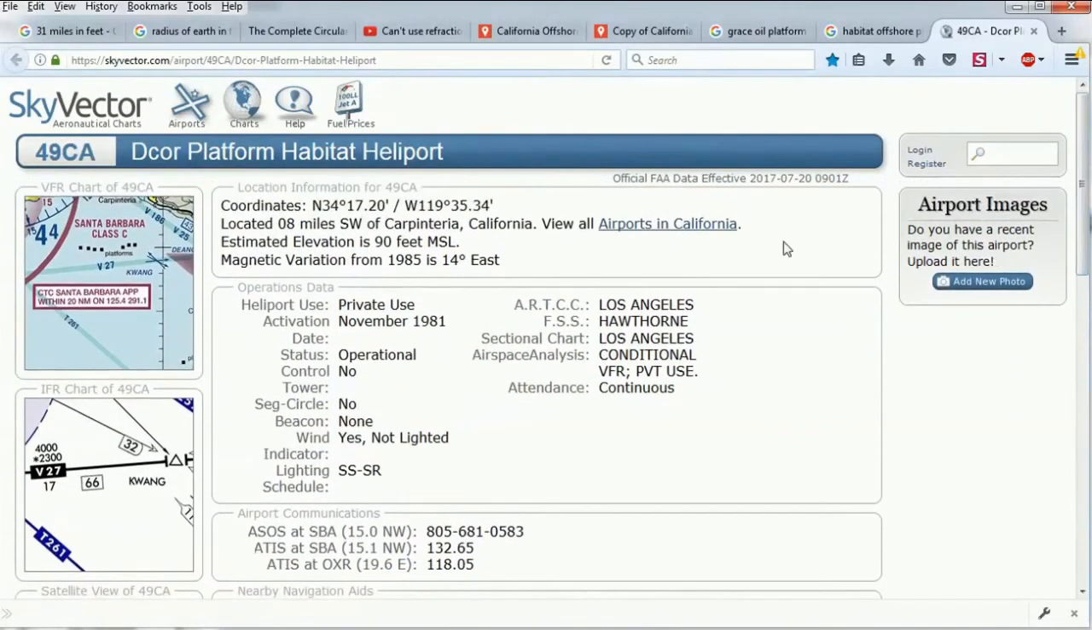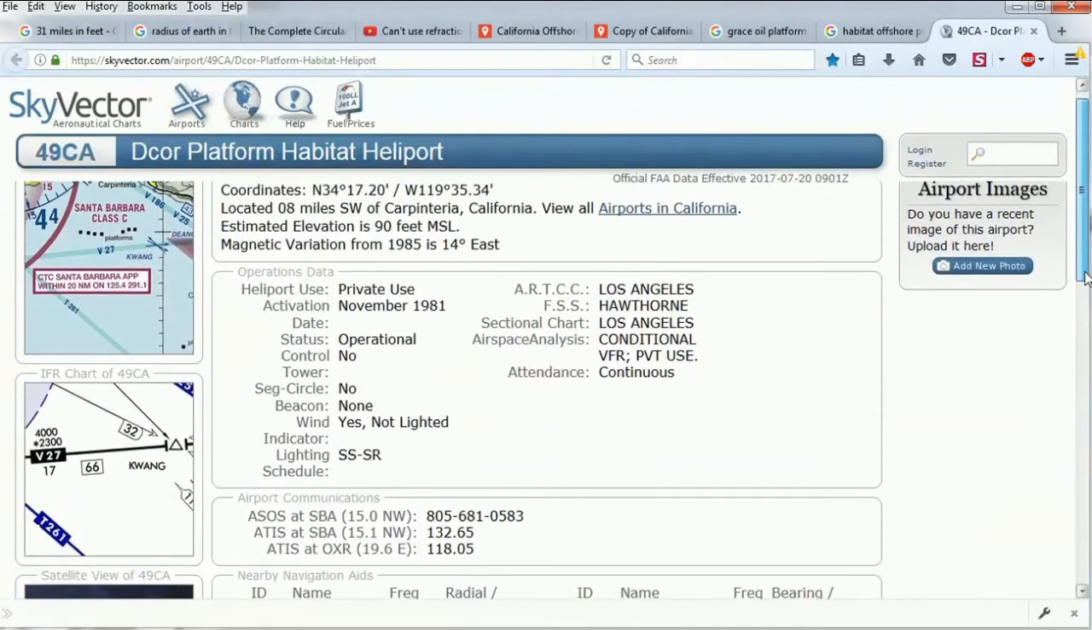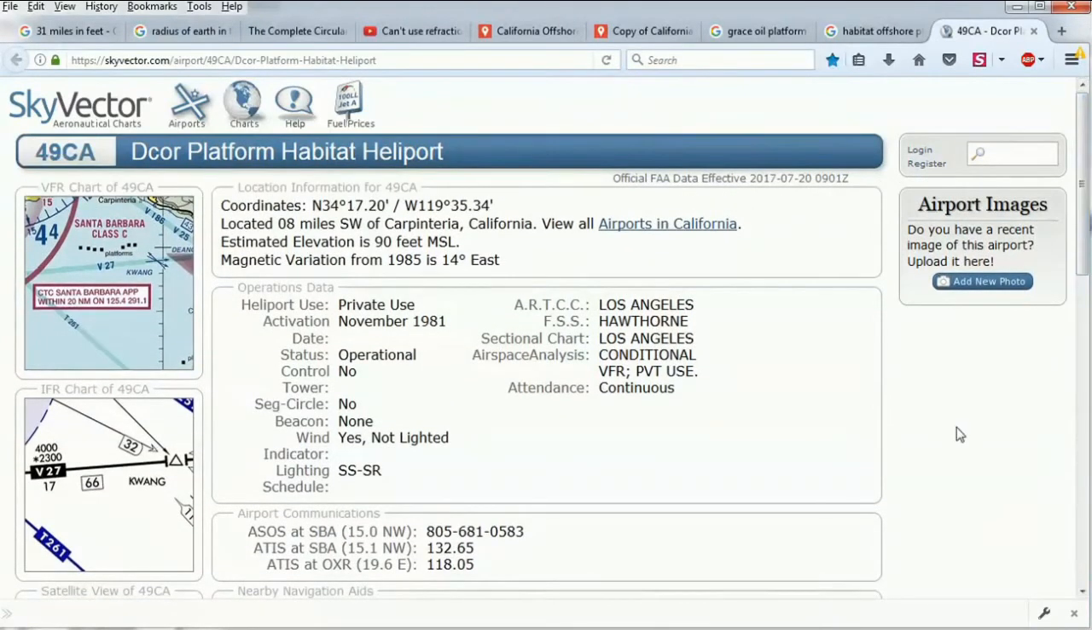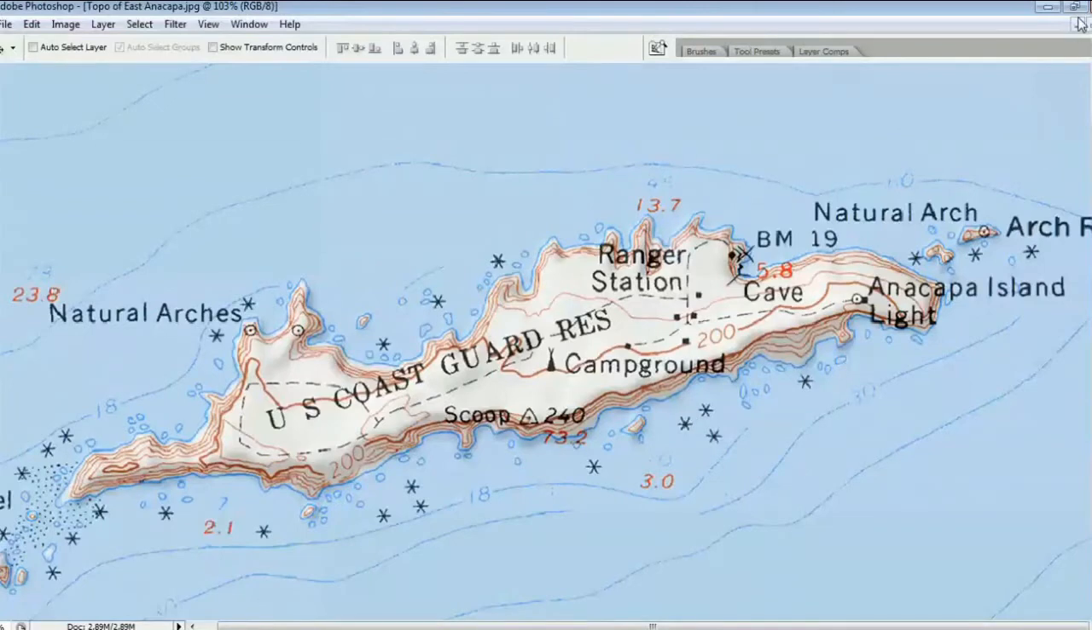So this is Platform Habitat, and it's the heliport information. So they give the, there we go, the coordinates. And the estimated elevation is 90 feet. So keep that in mind. And this is something that we worked on quite a bit. I'm very confident of that number, but I also have a graphic here that will really lend credence to that.